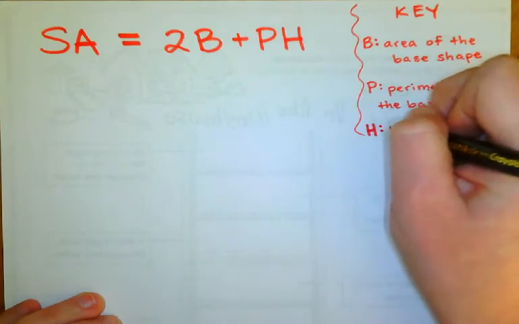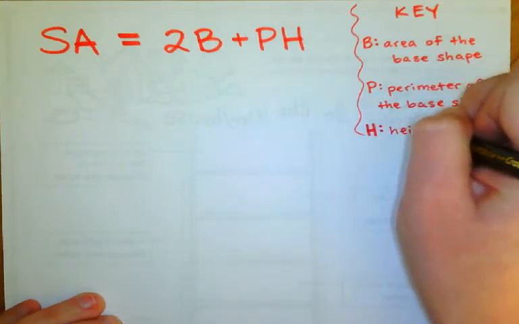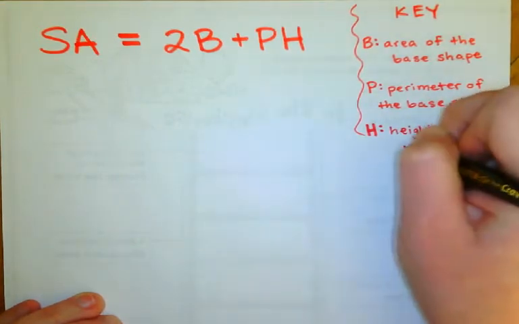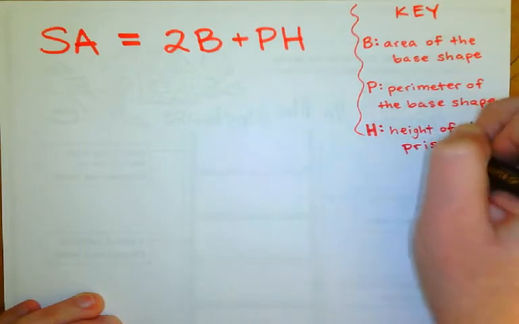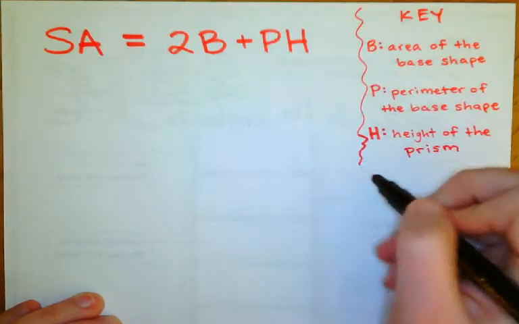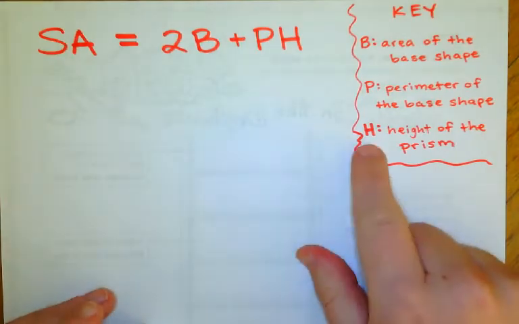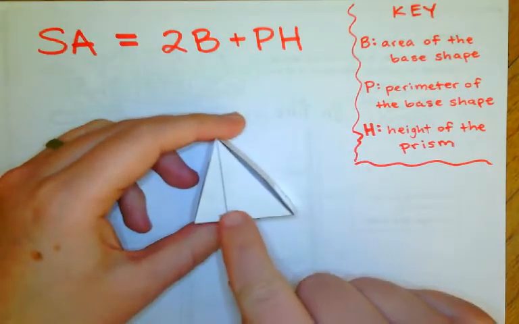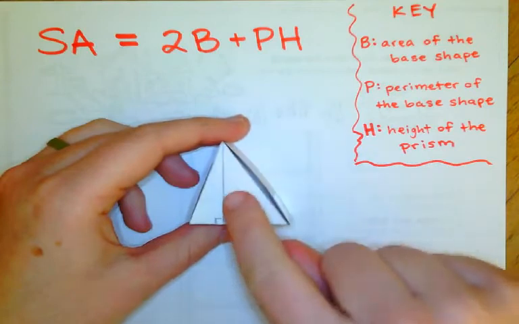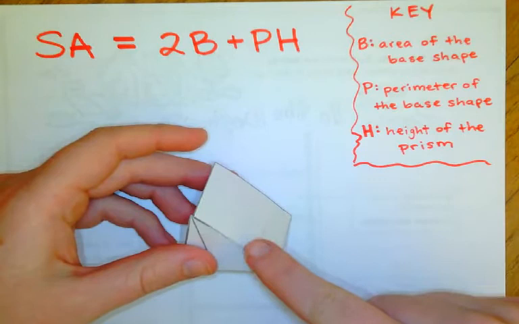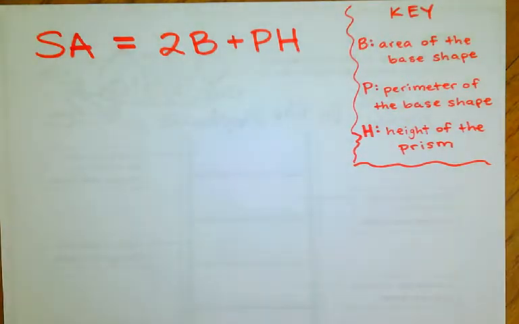is the height of the prism. Okay, this is not the height of the base shape, this is the height of the prism. So if I want the capital H, height of the prism, I'm not looking at this height on my base, I'm looking at the height, how deep my prism is. Alright? So there's our formula for surface area.